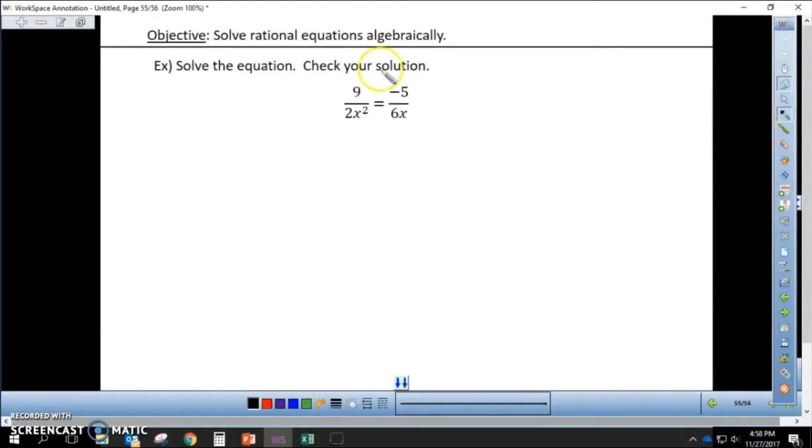Hello and welcome to this video on solving rational equations algebraically. This is the second video on this topic, and this is the second example. If you missed the first video, go back and check it out on solving rational equations. For this example, we're asked to solve the equation and to check our solution. The first thing that we need to do right away is identify excluded values.